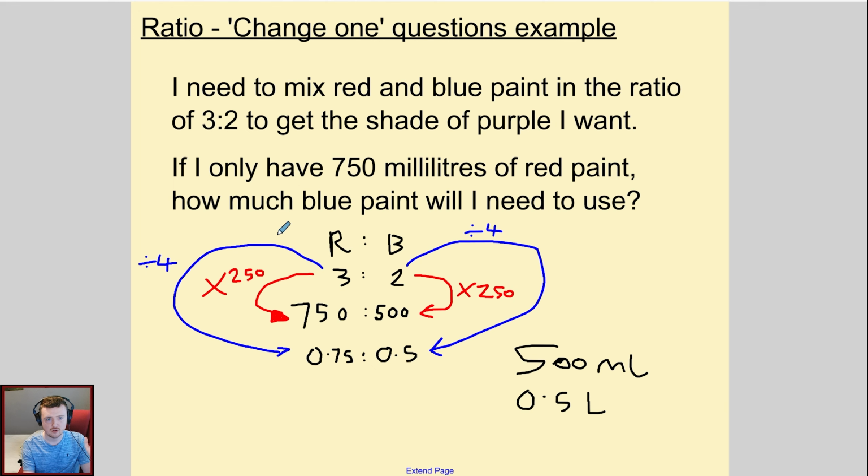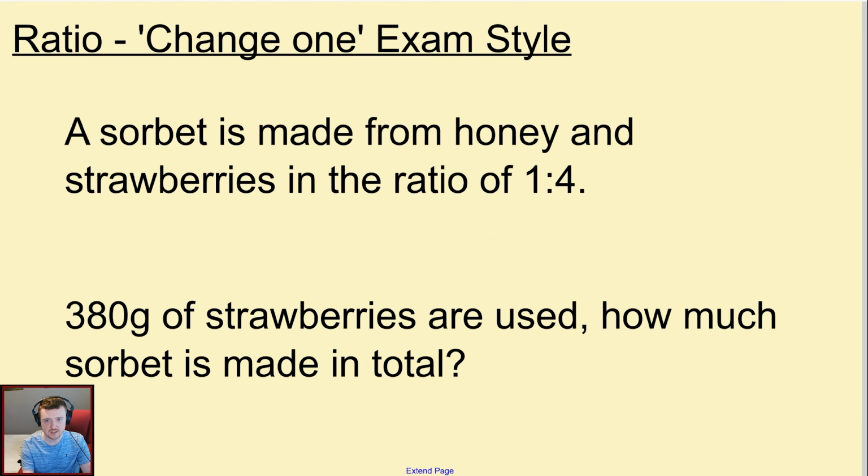Okay, cool. So here is an exam style question that was taken from an exam paper that I've sort of adjusted a little bit for an example of a change 1 question. Okay, so a sorbet is made from honey and strawberries in the ratio of 1 to 4. 380 grams of strawberries are used. How much sorbet is made in total? Okay, so be careful. We're looking for the total answer at the end. Have a think, pause the video. I'll come back in a few seconds and we'll talk about it together.